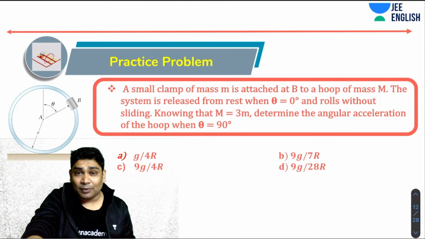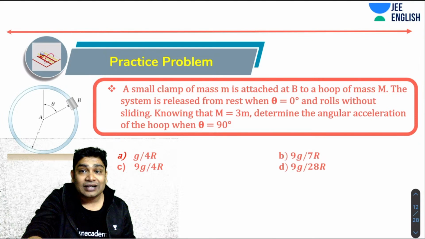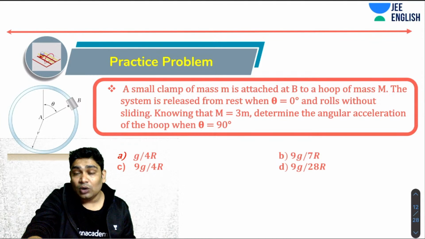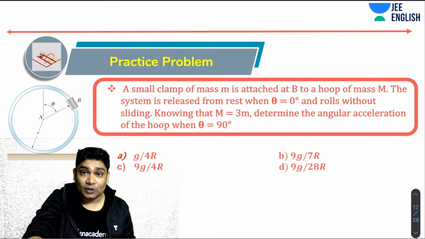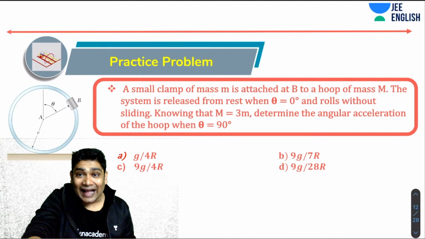So let's talk about the problem. Let's go over the question statement first. So the question says a small clamp of mass small m is attached at point B to a hoop of mass capital M. Now the system is released from rest when the angle theta is 0.